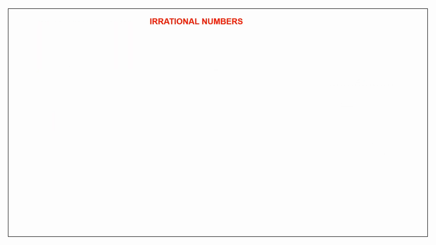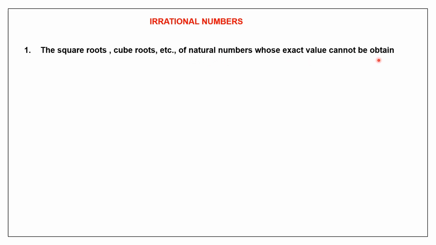Now we also have irrational numbers. Now what are irrational numbers? The square roots, cube roots, etc. of natural numbers whose exact value cannot be obtained. Those are called irrational numbers. Now suppose I say square root of 4. What is the square root of 4? The square root of 4 is 2. That means for the square root of 4, I have an exact value. So this is a rational number. 4 is a rational number. Square root of 4 is a rational number.